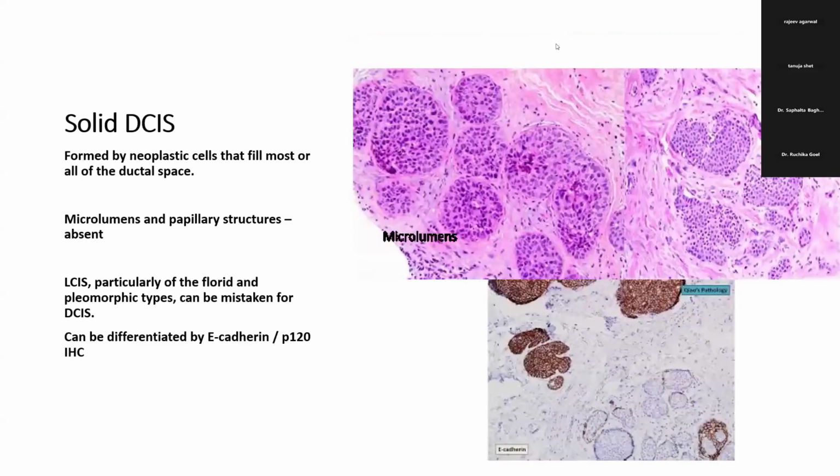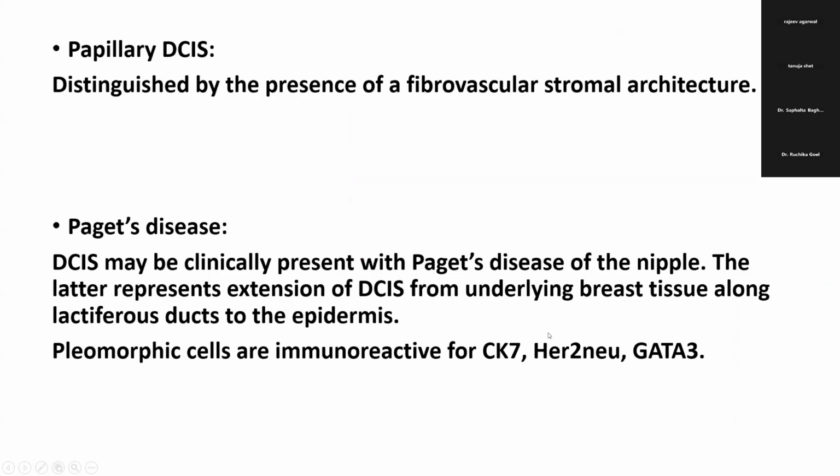The solid DCIS is formed by neoplastic cells that fill most of the ductal lumen, and microlumens and papillary structures are mostly absent. It most often has to be differentiated from lobular carcinoma in situ, which as of now is not staged and not treated. This can be done on the basis of E-cadherin. In lobular carcinoma in situ, we see loss of E-cadherin, whereas it remains intact in ductal carcinoma in situ.